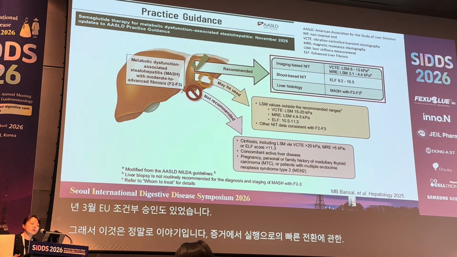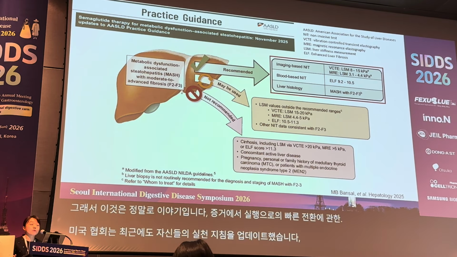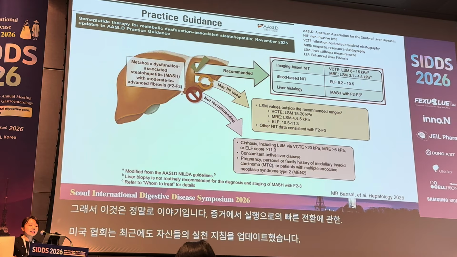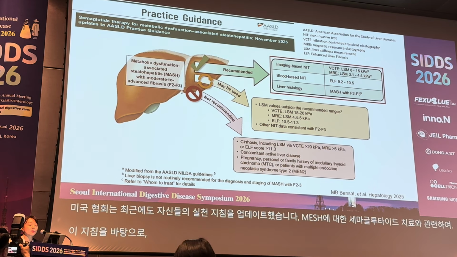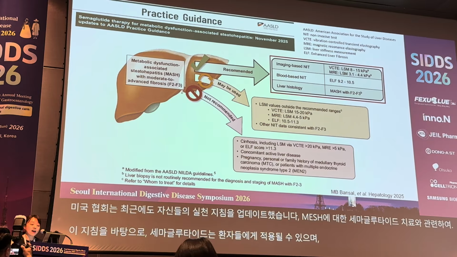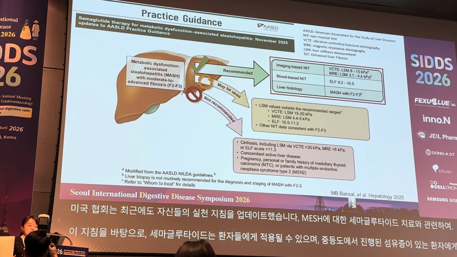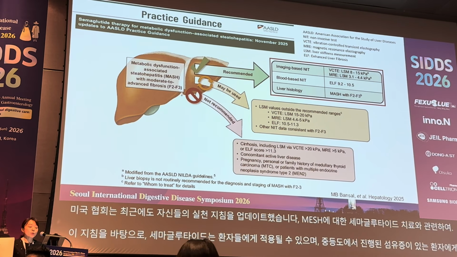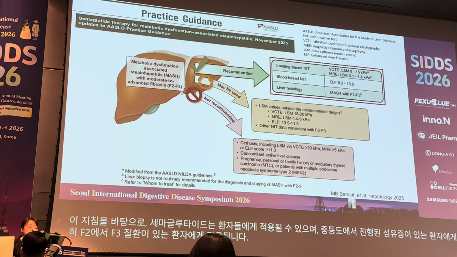The American Association also recently updated its practice guidance regarding semaglutide therapy for MASH. Based on this guidance, semaglutide can be considered in patients with moderate to advanced fibrosis, especially those with F2 to F3 disease. And importantly, fibrosis assessment does not have to rely on liver biopsy.